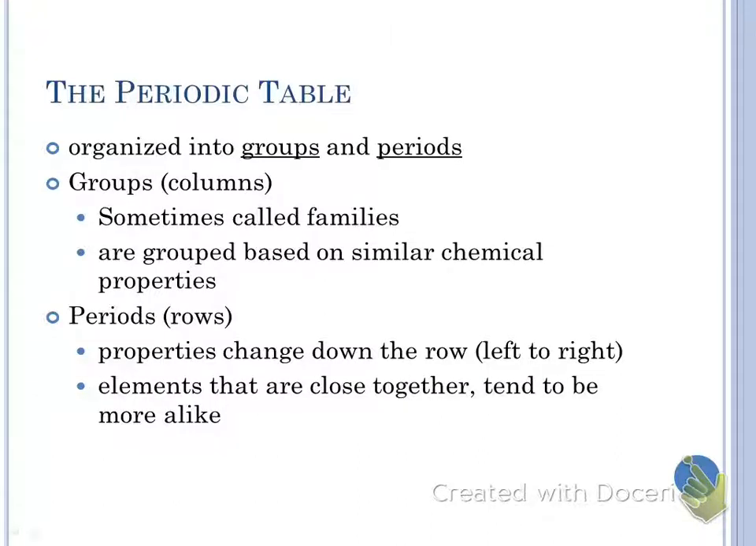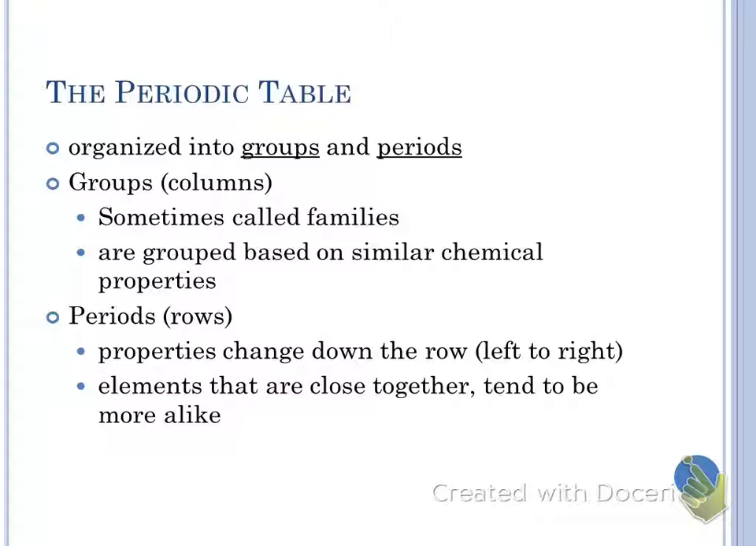All right, elements that are close together on the periodic table tend to act similar. They tend to act more alike, especially if they're in a column. But typically, if they're close together in the periodic table, they have some similar properties or characteristics.